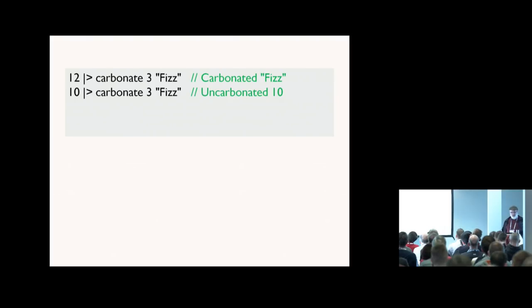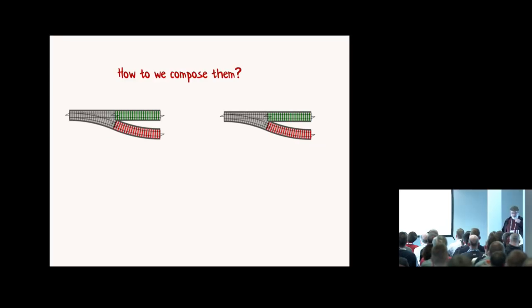Right, so if we say carbonate 3 with fizz, we get a carbonated fizz. If we pass in 10, it's not divisible by 3, and so it's uncarbonated. If we pass in 10 and we carbonate it with a 5, it is carbonated and we get a buzz. Okay, so that's how our little function works.